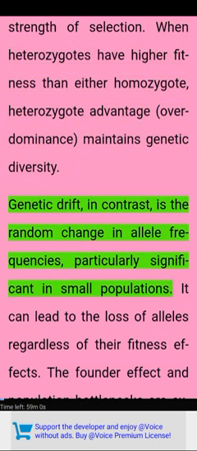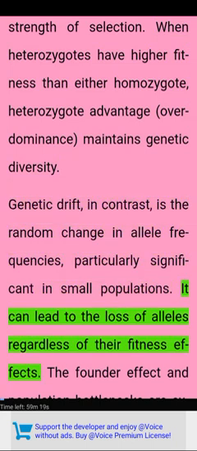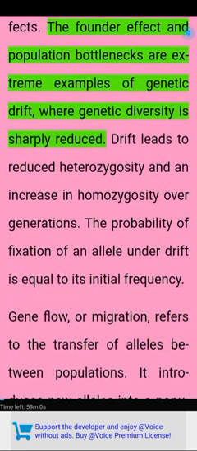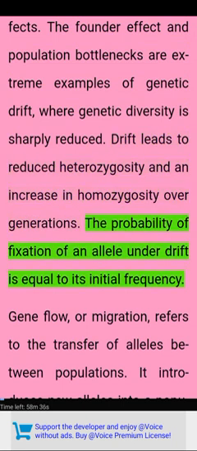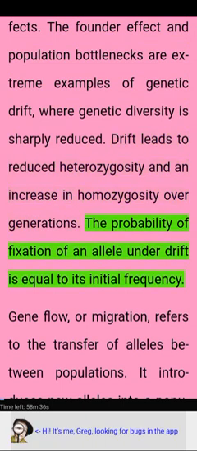Genetic drift, in contrast, is the random change in allele frequencies, particularly significant in small populations. It can lead to the loss of alleles regardless of their fitness effects. The founder effect and population bottlenecks are extreme examples of genetic drift, where genetic diversity is sharply reduced. Drift leads to reduced heterozygosity and an increase in homozygosity over generations. The probability of fixation of an allele under drift is equal to its initial frequency.